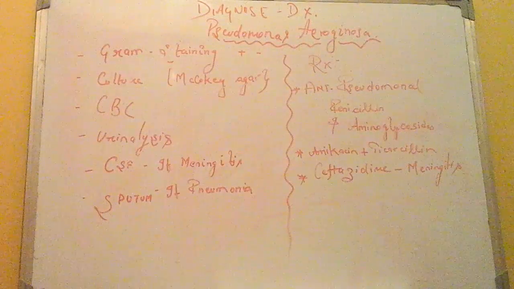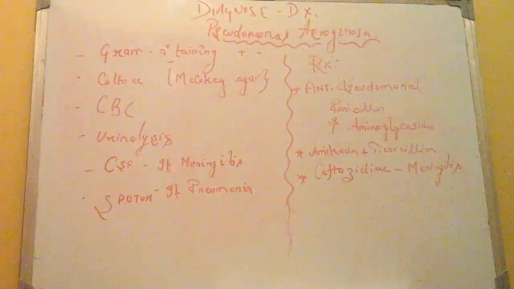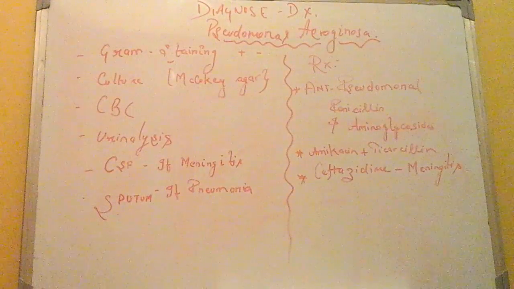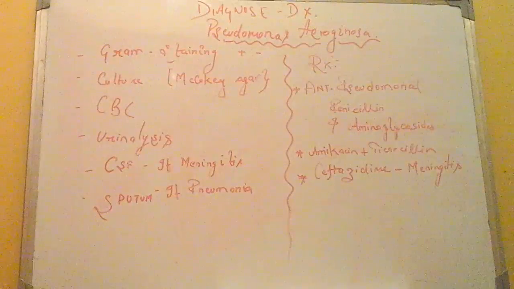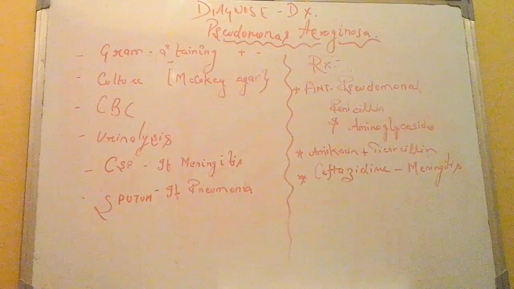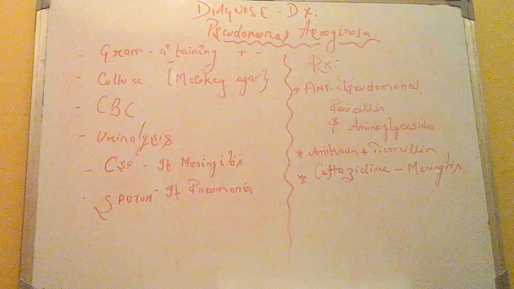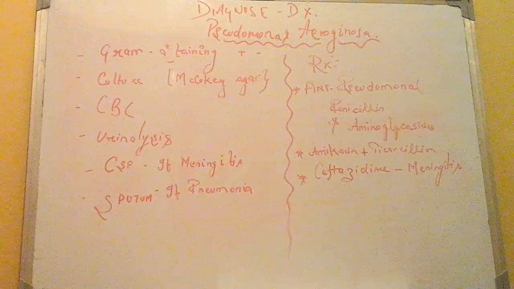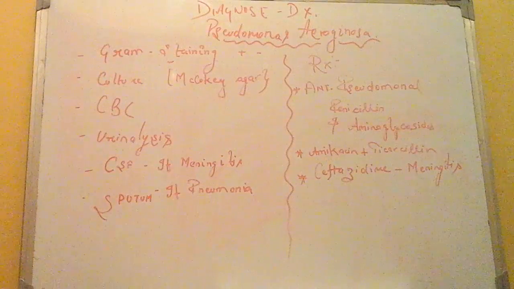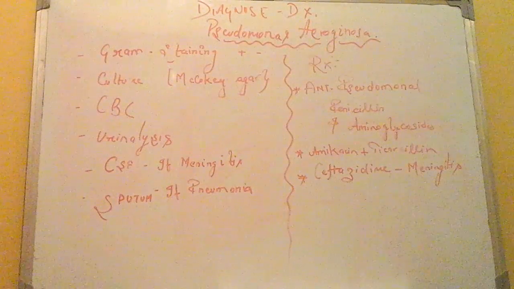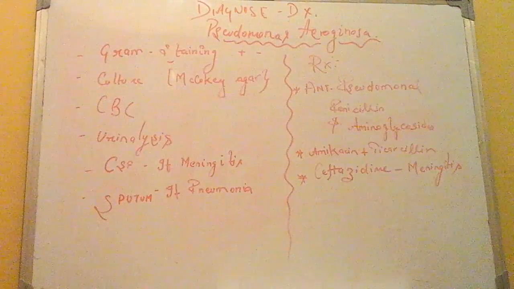So friends, let's just talk about the diagnosis of Pseudomonas aeruginosa. If a patient is suffering from Pseudomonas aeruginosa, our first diagnosis will be Gram staining, which is the most initial diagnosis step. Then we'll refer the patient for the culture. That will be with a very special medium, that is the MacConkey agar.